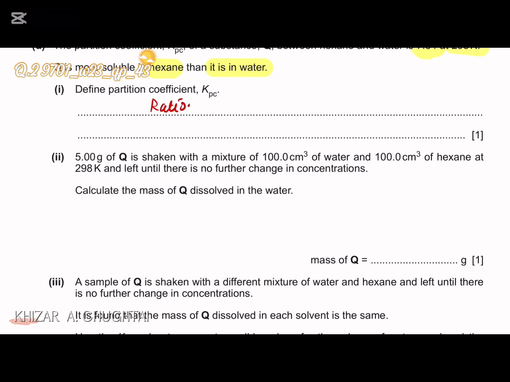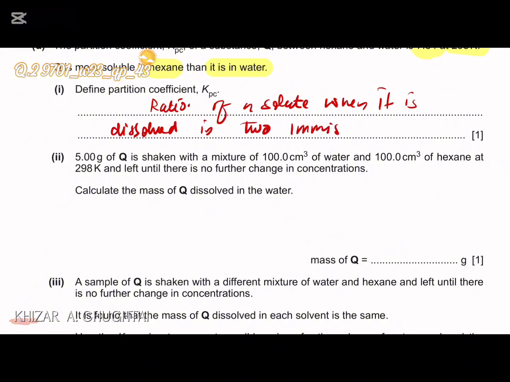Ratio of a solute when it is dissolved in two immiscible solvents.